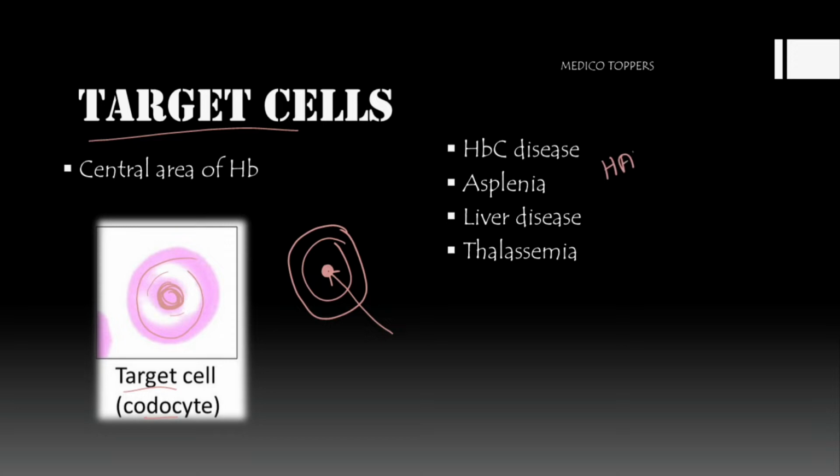So this is called a target cell or codocyte, and this is seen in, you can remember it with the mnemonic HALT. Okay, that is HALT: H for hemoglobin C disease, A for asplenia, L for liver disease, and T for thalassemia. Okay, so this is regarding the target cells.